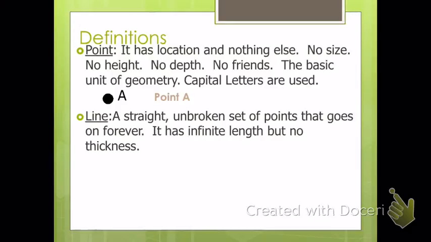A line, by definition, is a straight, unbroken set of points that goes forever in both directions, but a line has no thickness. So here's an example of what a line would look like. And if we wanted to write that as a little street sign of what really is happening, we could write it as such. Notice the 2 points are capital, and then we have a little miniature line over top. We could also call this line BA as well.